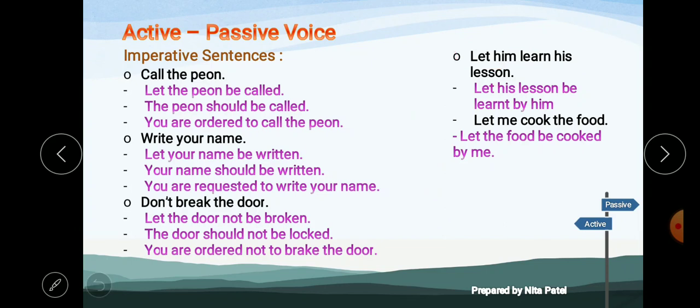Let me cook the food. Again, let, then our object. What is our object? The food. So let the food, then we put the to be form, that is be. Let the food be cooked by, "me" will become "me" as an object. So let the food be cooked by me. Same thing goes here: him, he.